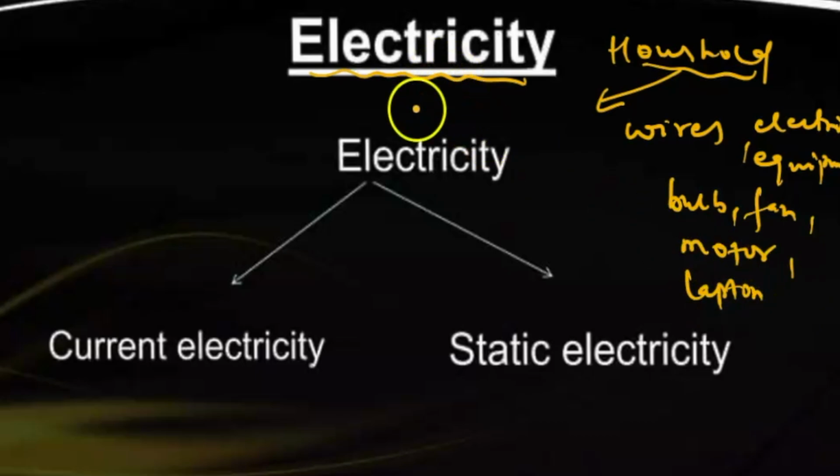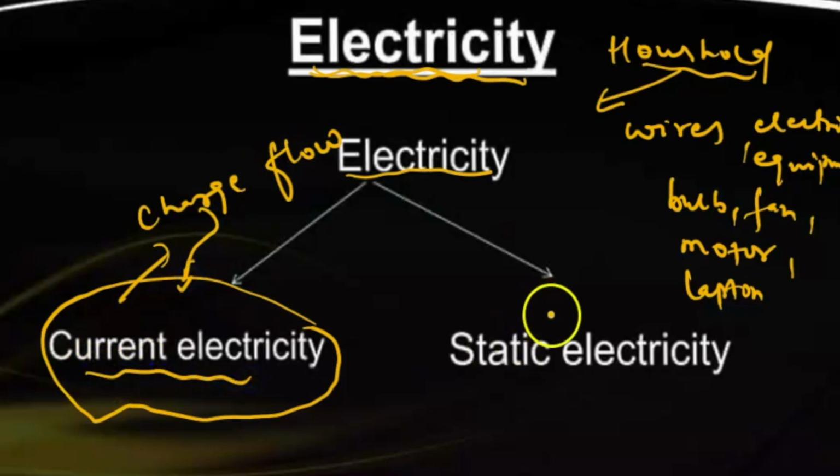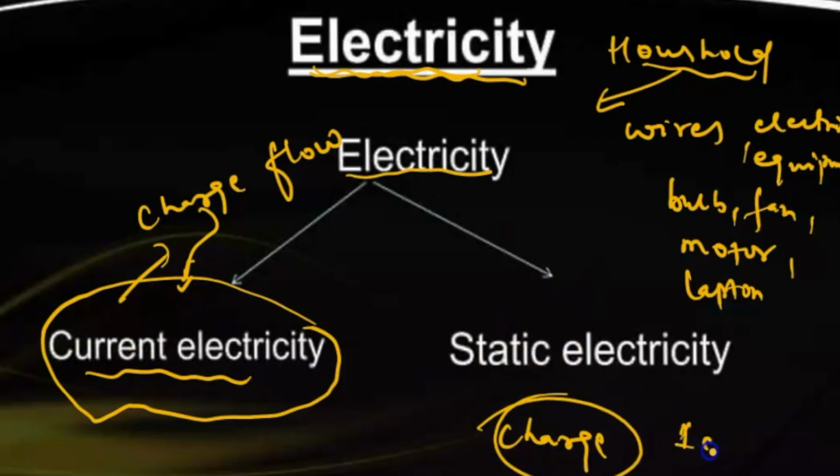So basically here the electricity is divided into two parts. Majorly the current electricity, that means when the charge is flowing through the wire or conductor, that is the case of current electricity. And when charge is at rest, let's say one coulomb or two coulomb, we'll get to know what a coulomb is. It's a unit. Like a metal has a mass, and that also has a unit like kg or gram. Similarly there's the coulomb. So static electricity is nothing but charge at rest.